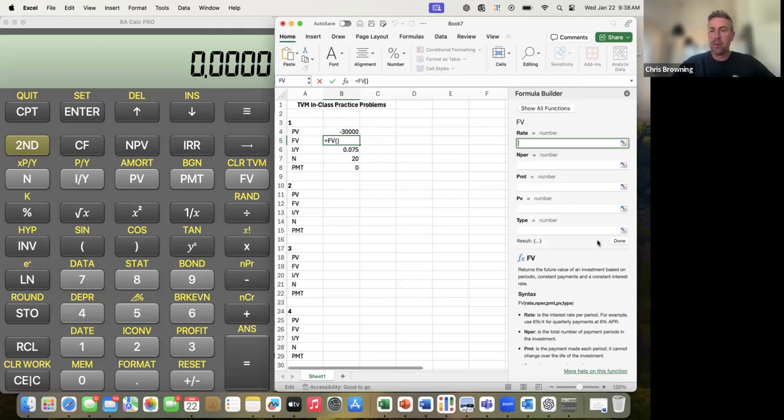Okay, when I do that this way, it pulls up a nice little box that makes it nice and easy for me to perform this calculation. All right, so the first thing it asks me for is my rate. So my rate right here is my I/Y, and so it's going to say, all right, I'm referencing cell B6 for your rate. Your number of periods is your N, that's 20. Your payment, we said, is 0.